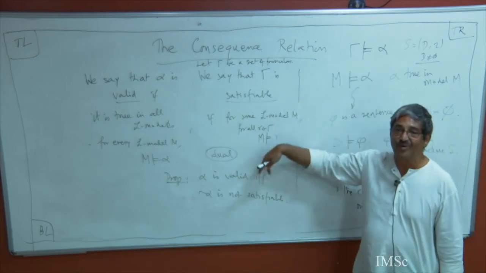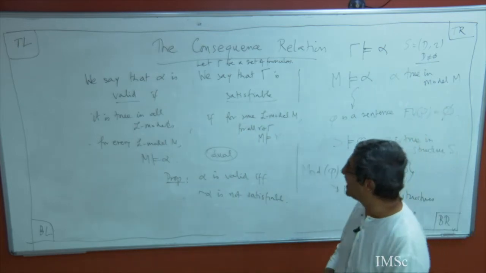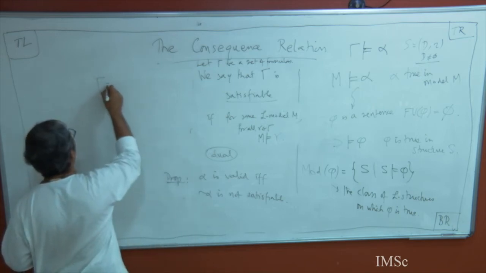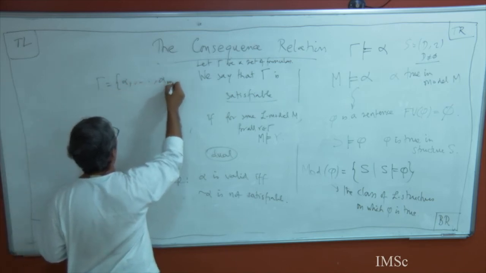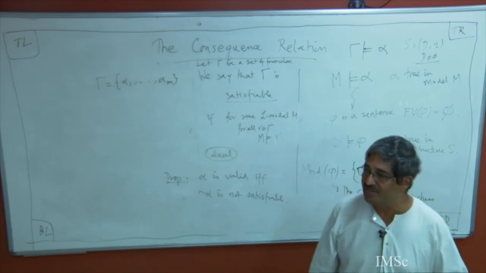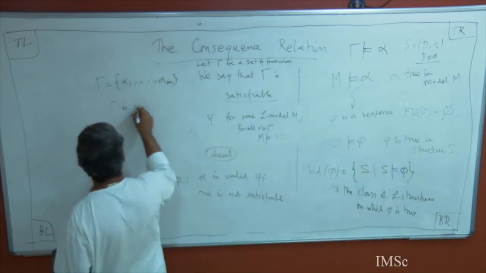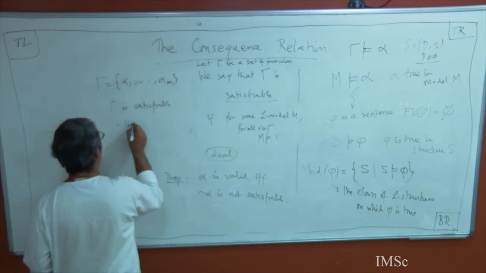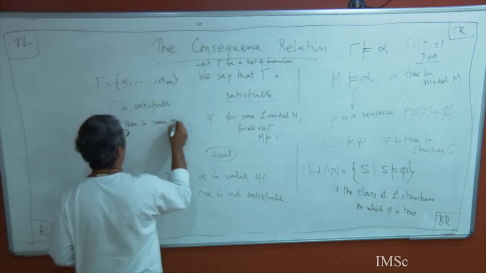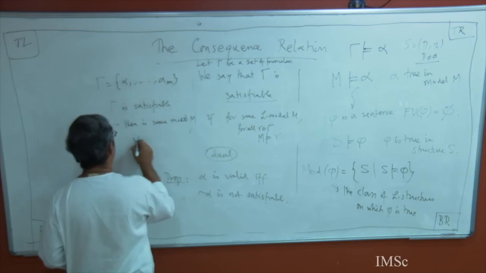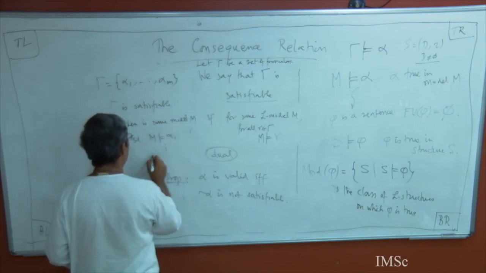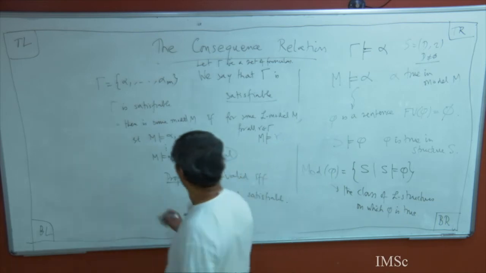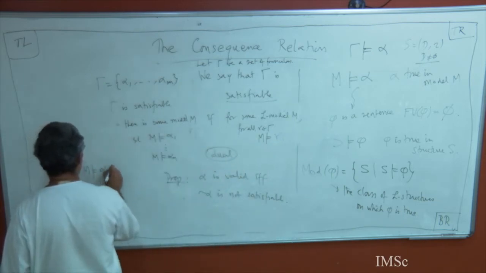Notice that this notion is interesting only when gamma is infinite. Suppose gamma is finite, what happens? What does it mean to say that gamma is satisfiable? It is the same as saying there is some model M such that M satisfies alpha 1 through M satisfies alpha M. From this, what do we know? We know that it satisfies the conjunction of all these. Then M satisfies.